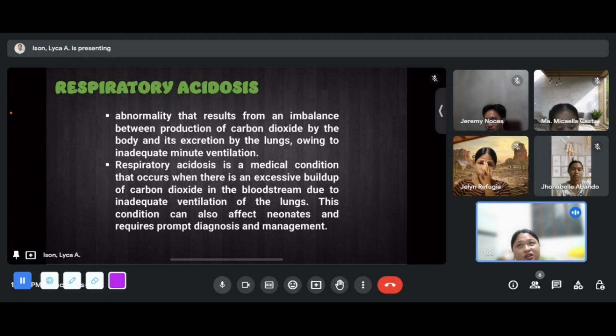Our normal range of blood pH is 7.35 to 7.45, which if it gets low, it will result in acidosis, and if it gets high, it will result in alkalosis.